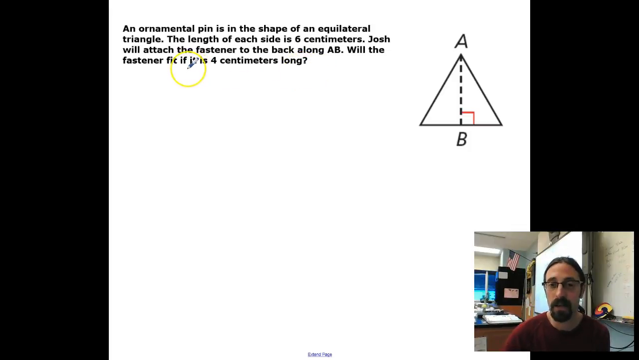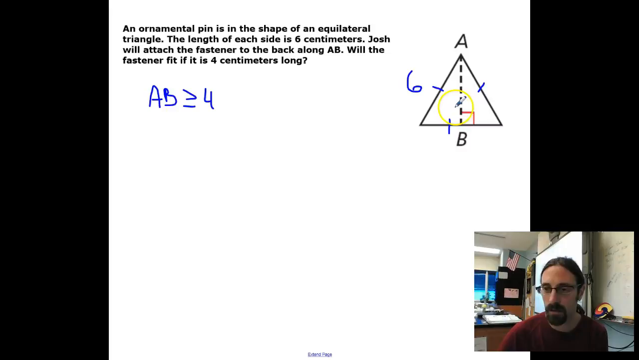Is in the shape of an equilateral triangle. Okay, equilateral means all sides are the same. That's very important to note. The length of each side is 6. Okay? Josh will attach the fastener to the back along AB. Will the fastener fit if it's 4 centimeters long? So is AB greater than or equal to 4? And so that's the big question.